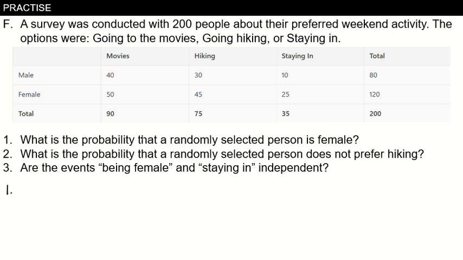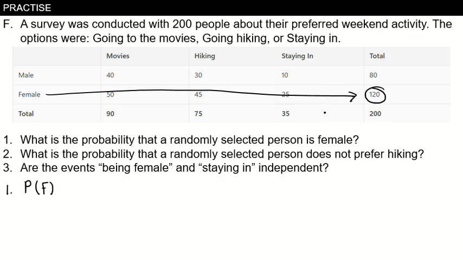Question 1 asks, what's the probability that a randomly selected person is female? So the probability of female. Well, there's the female, all the activities, and we interviewed 120 females. So the probability of being female in this case is 120 over the 200 people interviewed. You can either leave it like that, or you can simplify the fraction, and that would be 3 over 5.